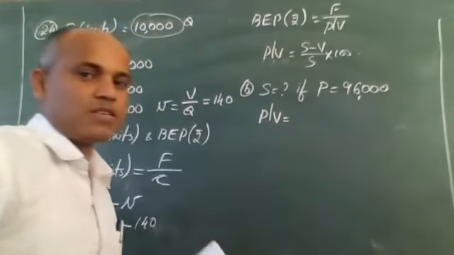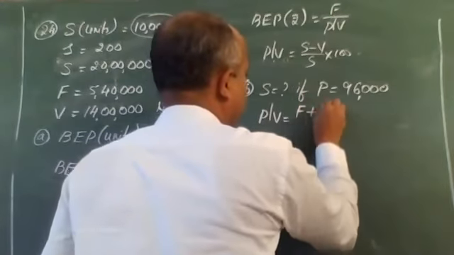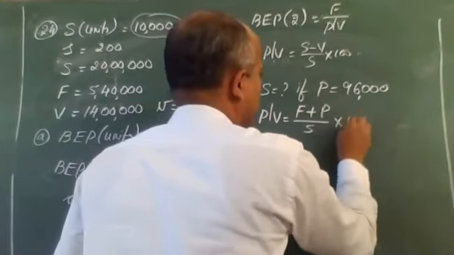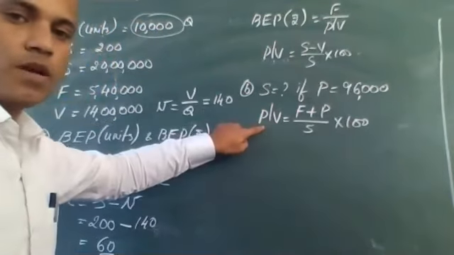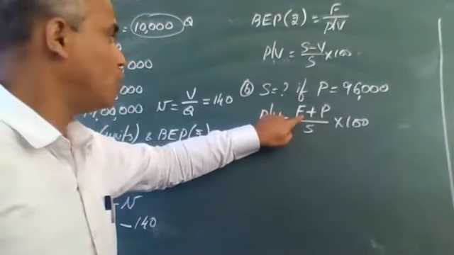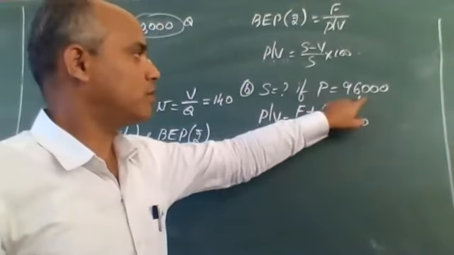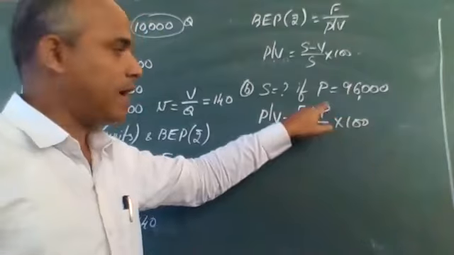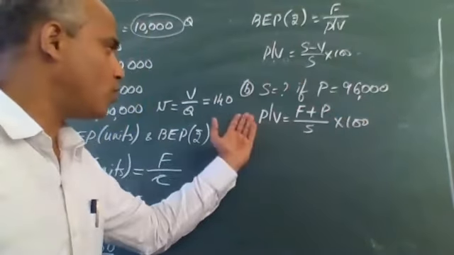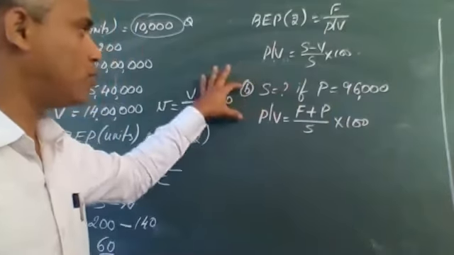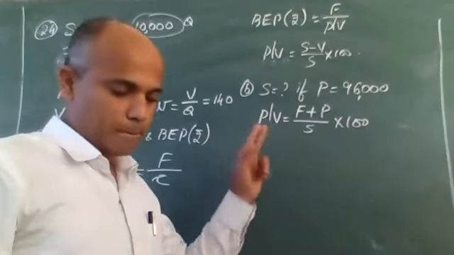Yes, missing information formula. What is the formula? F plus P by S into 100. PV ratio, you will use what you get here. Fixed cost, you will use 5,40,000. Profit is equal to 96,000, and sales is a question mark. Is it okay? So sales will go here, PV ratio will come here, and you will be able to solve the answer. You need not multiply with 100 because PV ratio will express it as percentage.